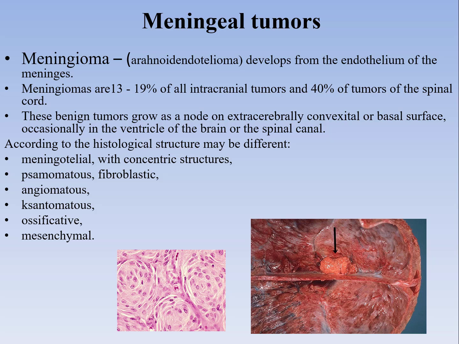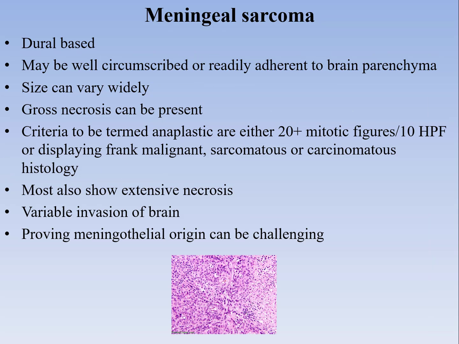According to the histological structure, it may be different: meningothelial with concentric structures, psammomatous, fibroblastic, angiomatous, xanthomatous, ossificated, and mesenchymal. Meningeal sarcoma. This tumor has a dural location, and may be well circumscribed or radially adherent to the brain parenchyma. Size may be different. Grossly, we can see a nodule with infiltrative grooves. We have no features of necrosis in this tumor.